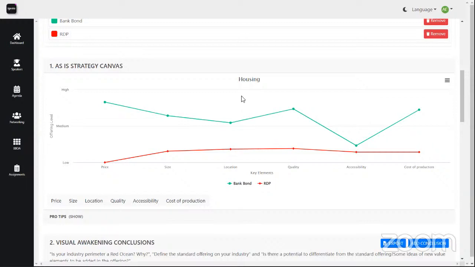Yeah, it gives us a picture of how we can actually come in and give a value proposition in this case. Okay.